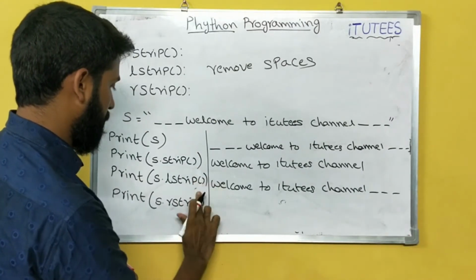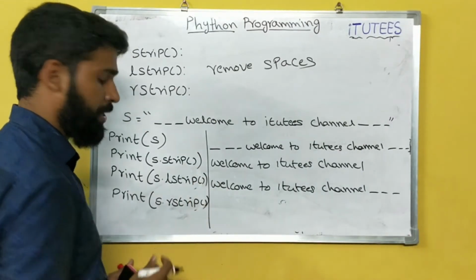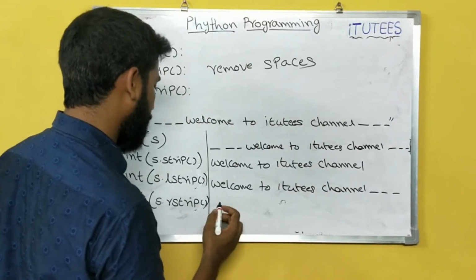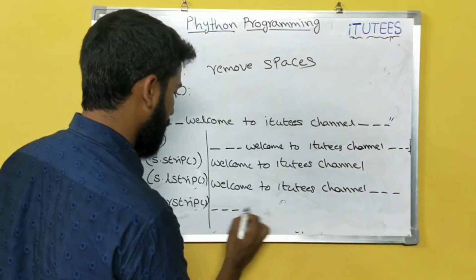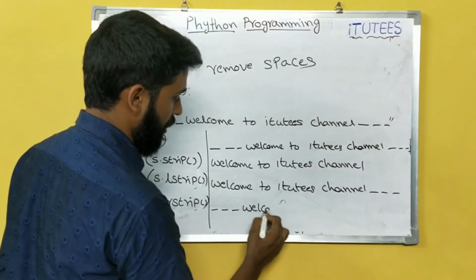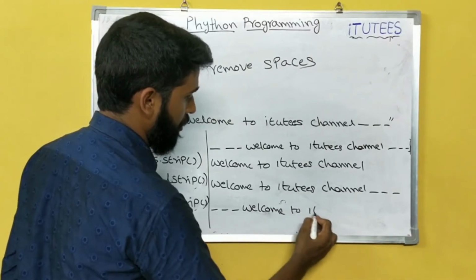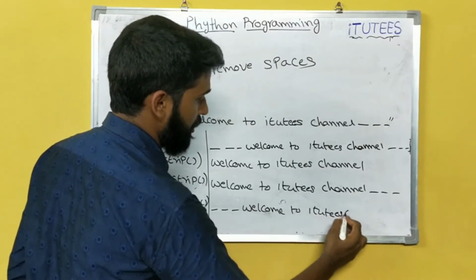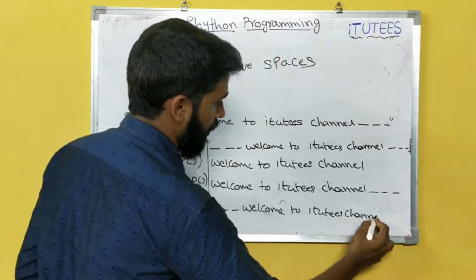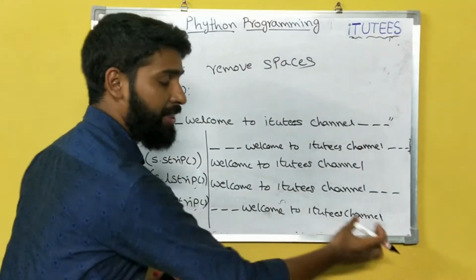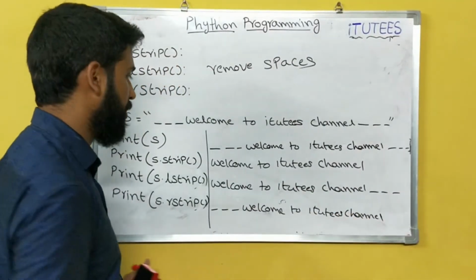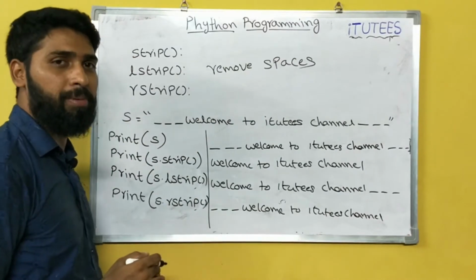And print S right strip. Here you can use right strip. That means it prints 3 spaces, welcome to ITUTEES channel. The right spaces are removed. So this is about strip.